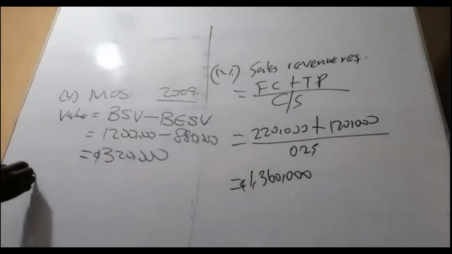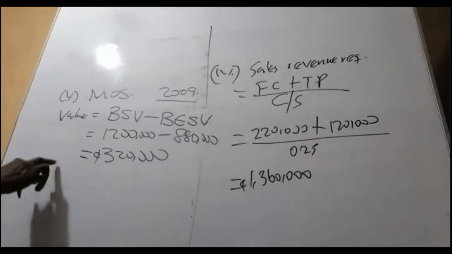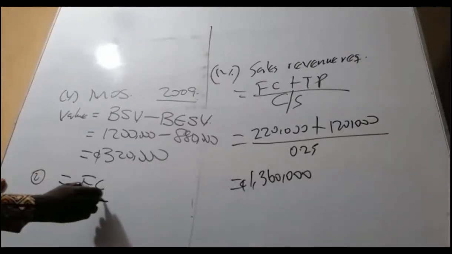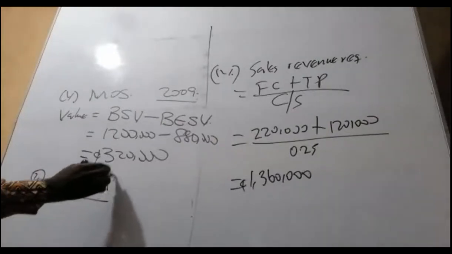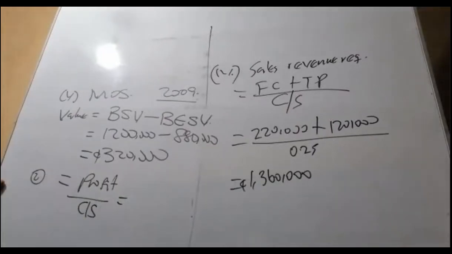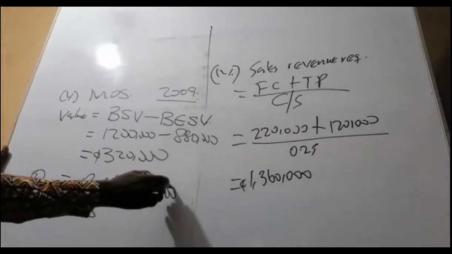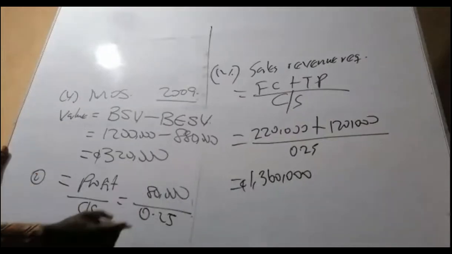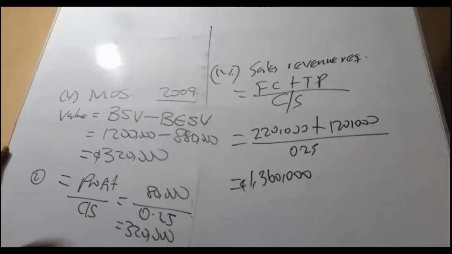Alternative. That's method one. Method two. We said that the margin of safety in terms of value is the profit divided by the CS ratio. So give me the profit at 2009. They had 80,000, right? What's the CS ratio? 0.25. If you do this one, it also gives you 320,000, the same answer. This is using the margin of safety value: 80 divided by 0.25, that's 320.